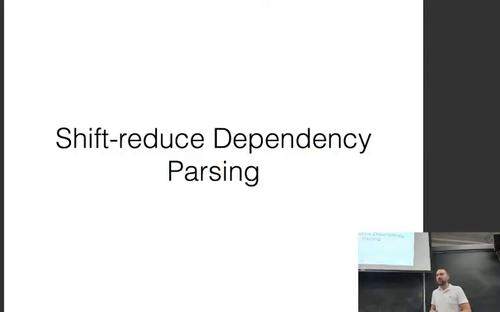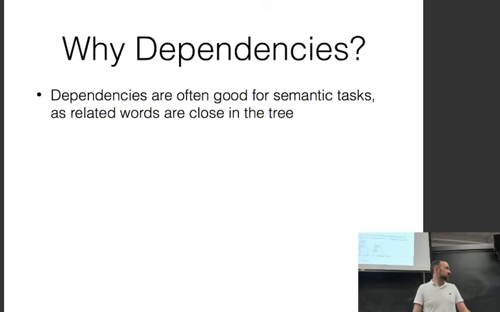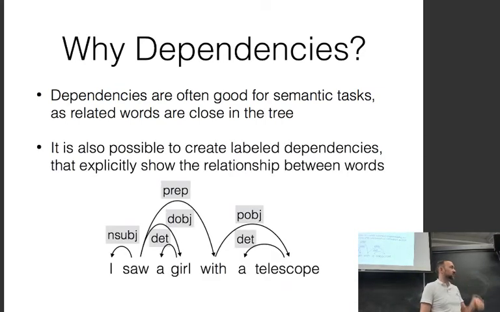But this time we're going to talk about transition-based models, and I'm going to talk about shift-reduce dependency parsing models. So why dependencies? Dependencies are often good for semantic tasks because related words are close in the tree. It's also possible to create labeled dependencies that explicitly show the relationship between words. So let's say you want to know all the things that could be an object of saw, you could take all your dependency trees, grab all the links that say direct object, and you could get saw girl, saw dog, etc.